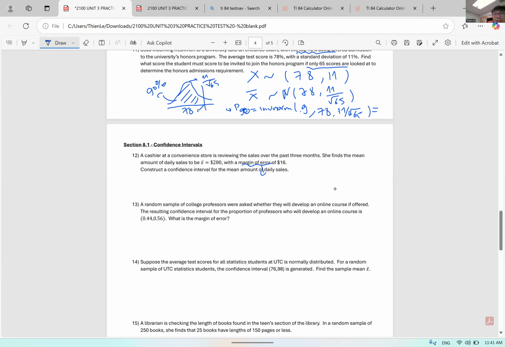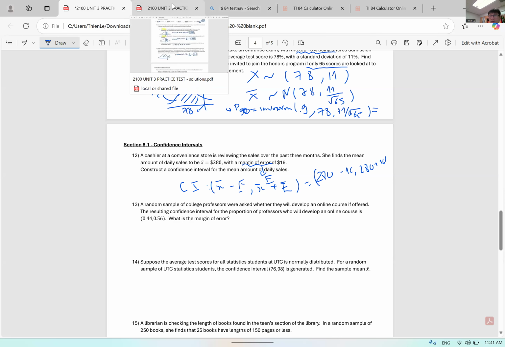The error is E, and the confidence interval will be x minus E to x plus E, right? When we talk about a confidence interval for the mean, you just plug in: x minus 16, x plus 16, right? Which is 264 to 296, right?